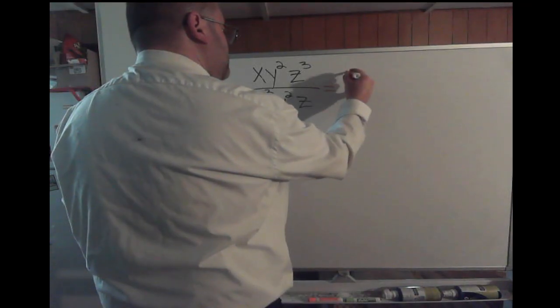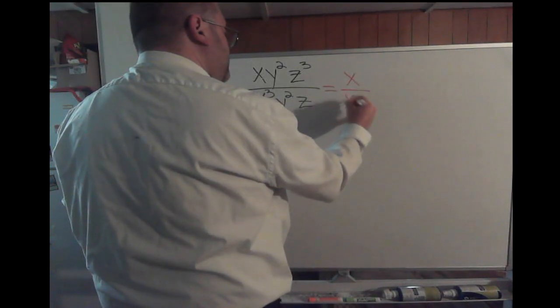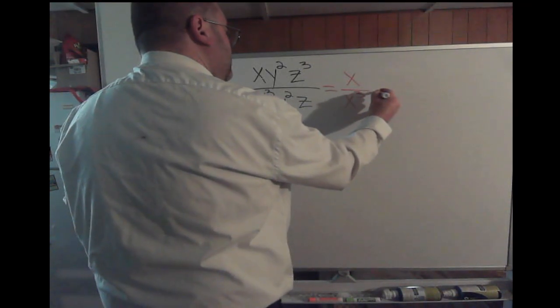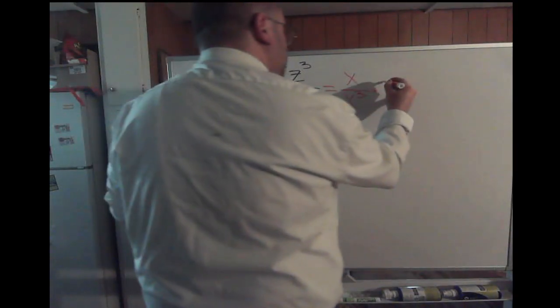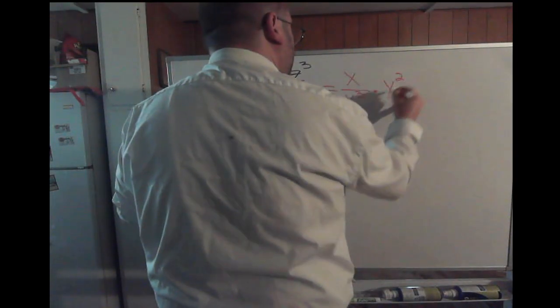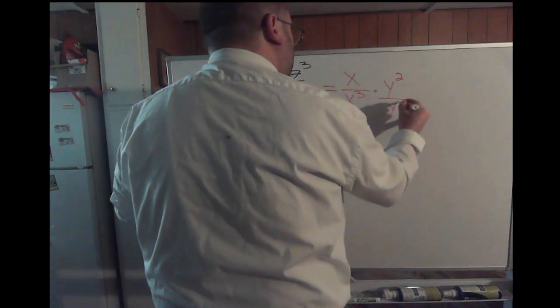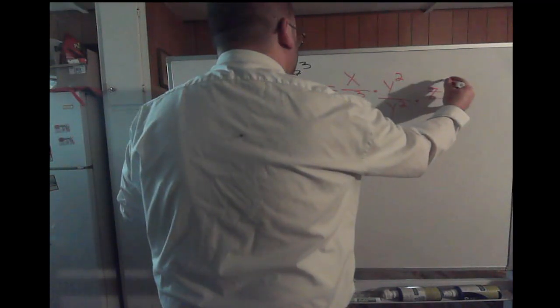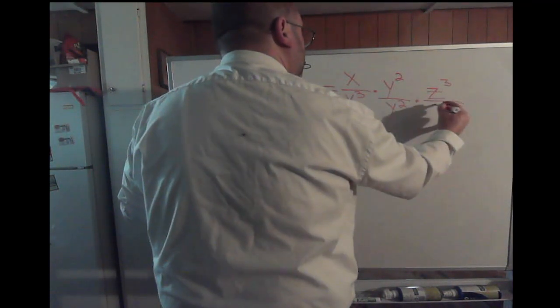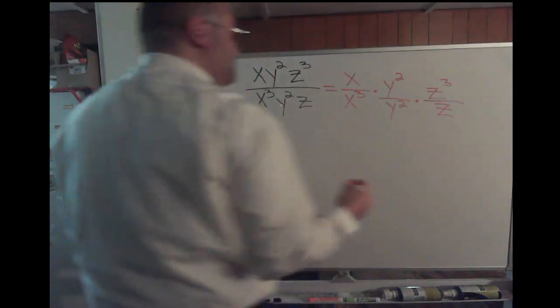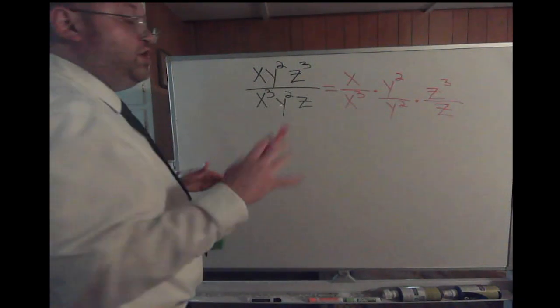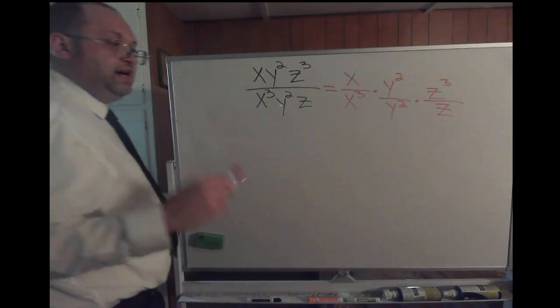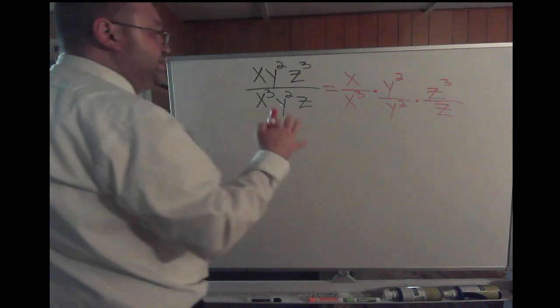So your first one's going to be the x over the x cubed. You'll take that times your y squared over your y squared times your z cubed all over z. See, this one's great because you have all three power rules for dividing monomials at work in this one problem.